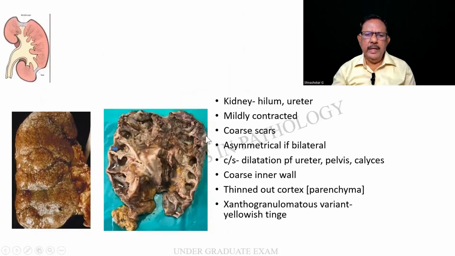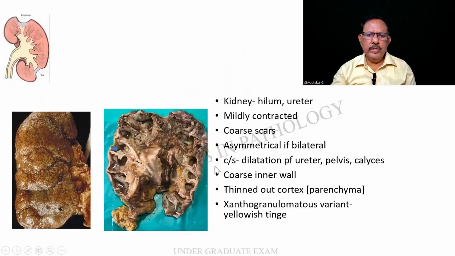In this specimen, again the kidney I can make out by means of the shape. There is the ureter, pelvis and the calyceal system and the parenchyma. There is a mild contraction. Look at the coarse scars you can make out in this specimen. And it will be asymmetrical if bilateral.